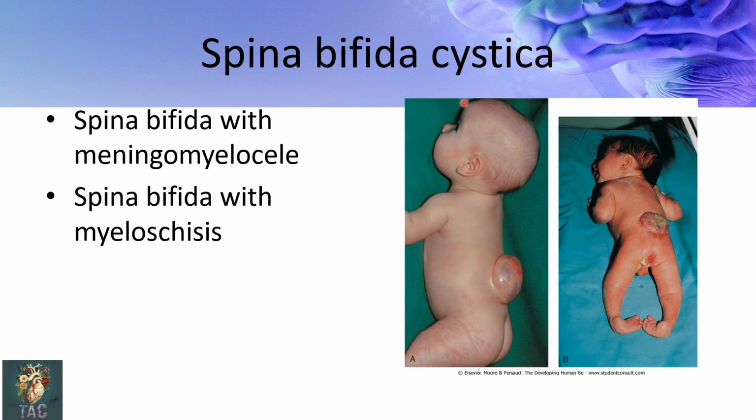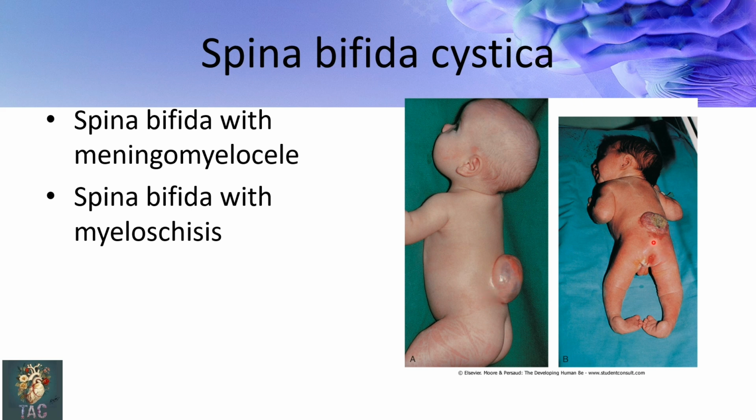Then in spina bifida cystica, there are two conditions. This is spina bifida with meningocele, and this is the condition spina bifida with myeloschisis. So in spina bifida with meningocele, the vertebral arches do not close, and the meninges along with part of the spinal cord and the nerve tissue also protrude through the defect.